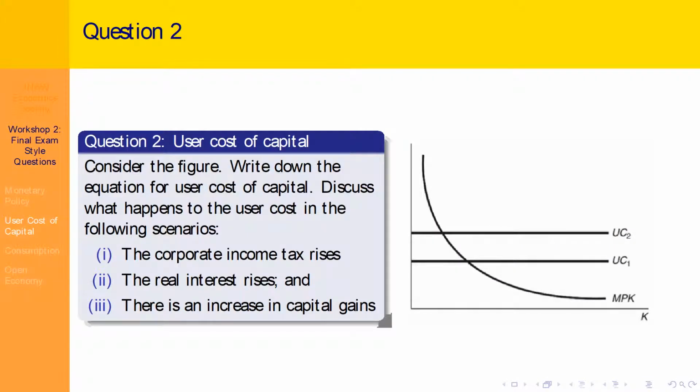Question 2. Consider the following figure. Write down the equation for user cost of capital. Discuss what happens to the user cost in the following scenarios. 1. The corporate income tax rises. 2. The real interest rate rises. And 3. There is an increase in capital gains.